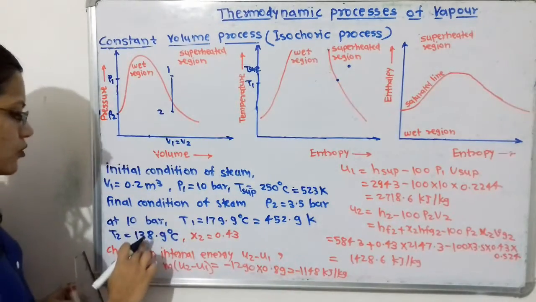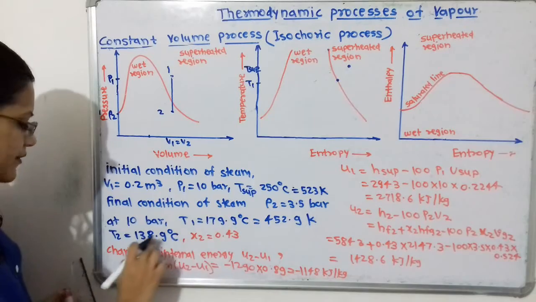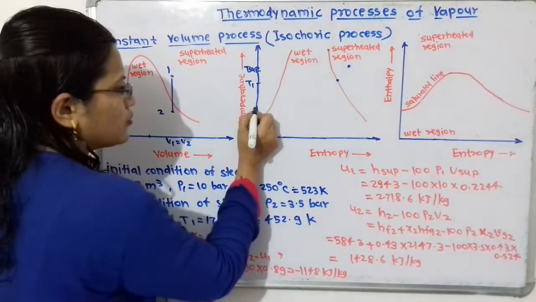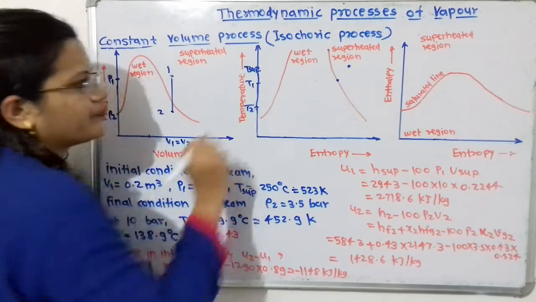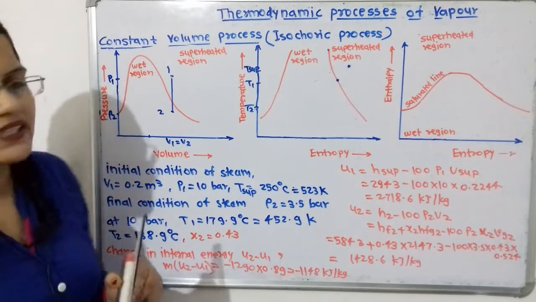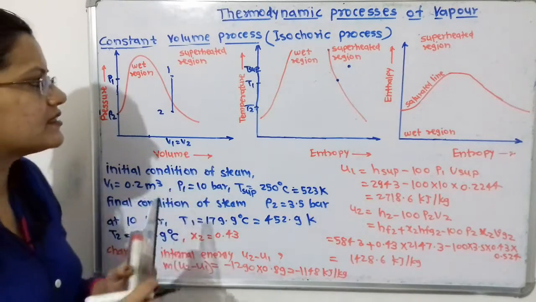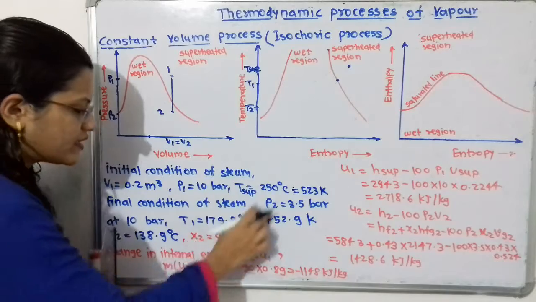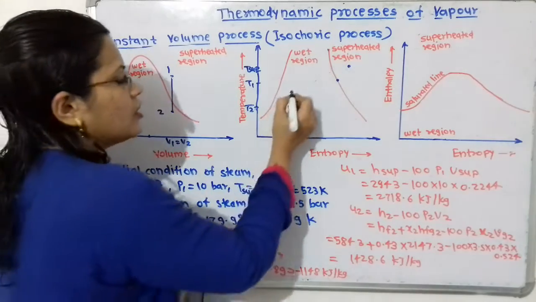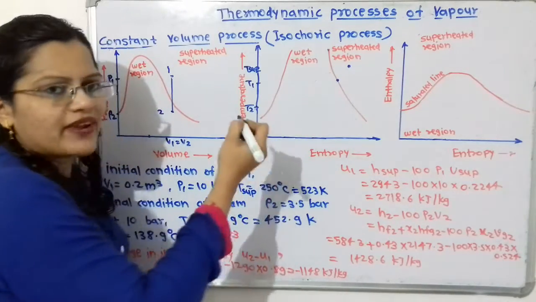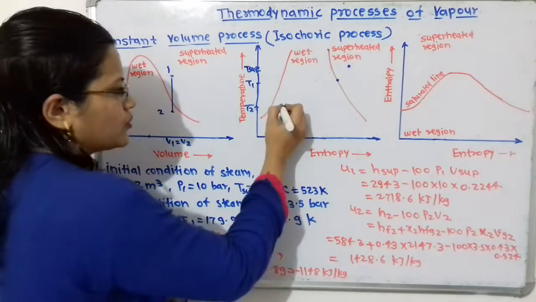And then T2 is also less than T1, that is 138. So I will show somewhere here that is T2. Now we have to show the decrease in entropy as well as the decrease in temperature, which is already there if we plot all the temperatures. So this point 2 is in the wet region with dryness fraction 0.43.